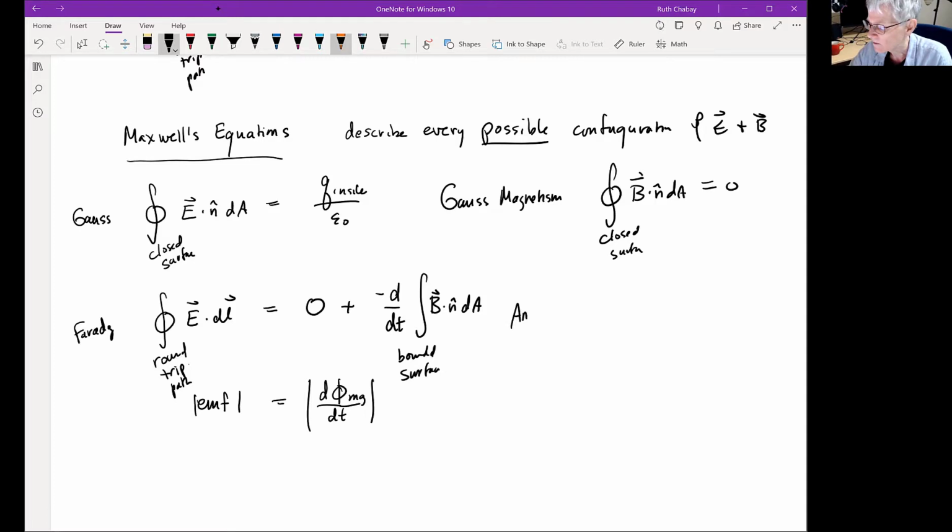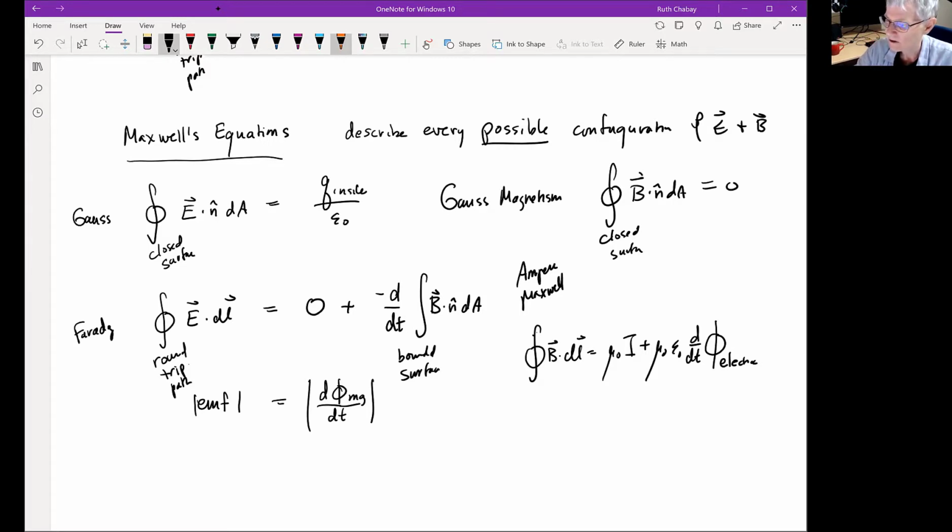And then we have the Ampere Maxwell Law, which says that the integral of B dot dl is mu 0 times the current enclosed plus mu 0 epsilon 0 d dt of the electric flux.